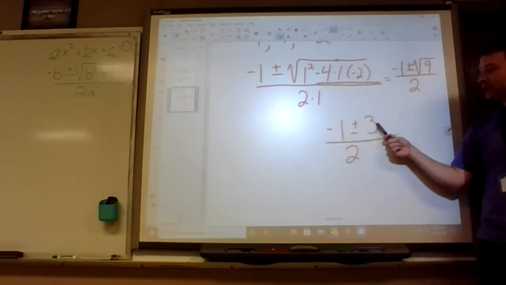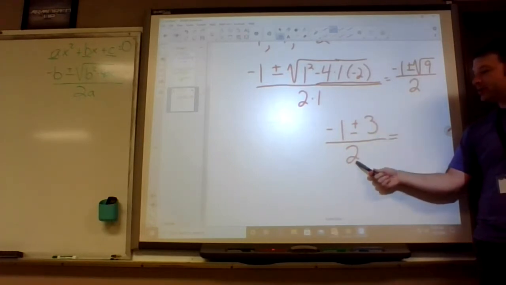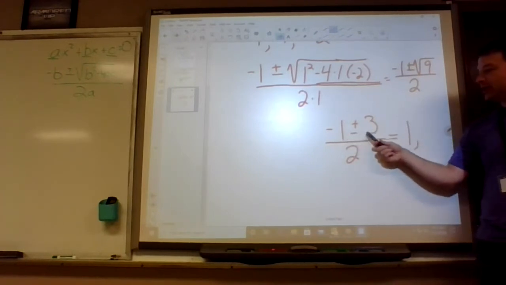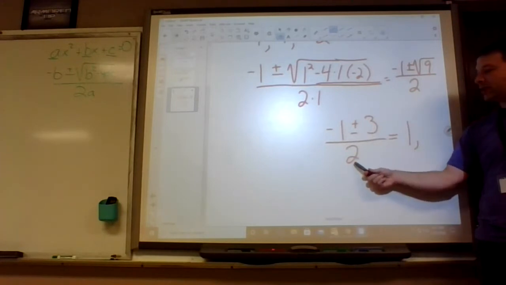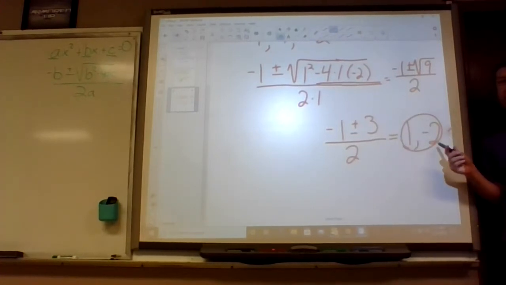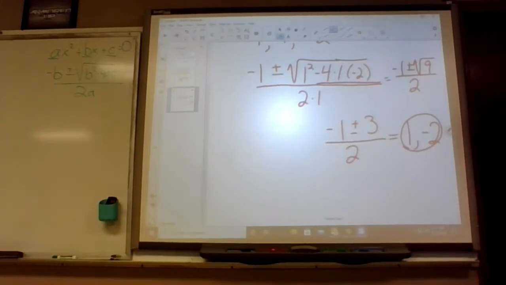-1 plus 3 is 2, divided by 2 is 1. And -1 minus 3 is -4, divided by 2 is -2. If we get simple answers like this, that means it could have been factored, but we're doing quadratic formula today, so I'm not going to do that. We'll get some messy answers later.